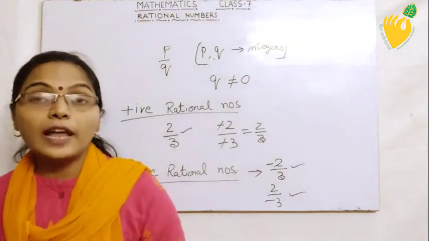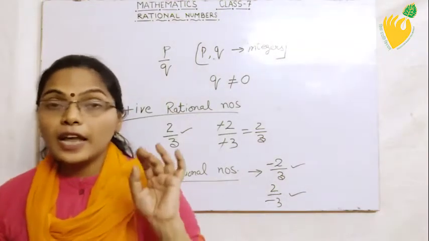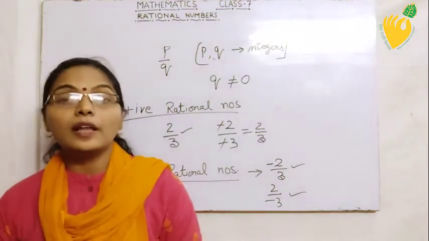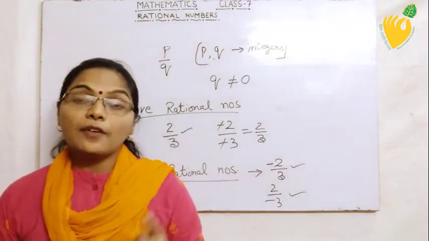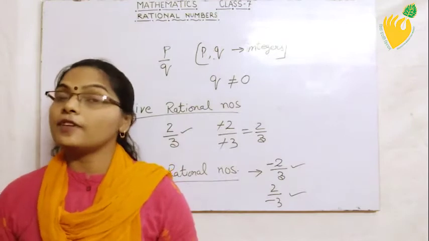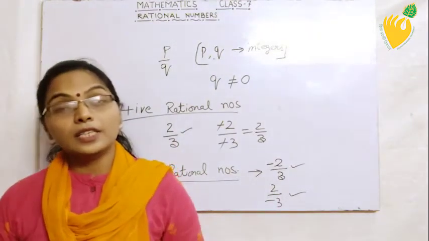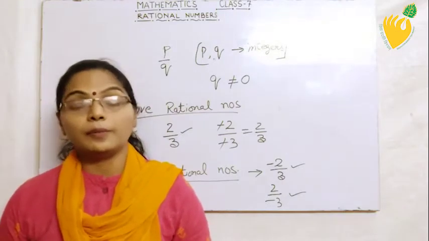So this was all about the rational number. One more thing, students, I would like to tell you that every natural number, every whole number, every integer, every fractional number is a rational number. But it is not necessary that every rational number is a fractional number, whole number, integer or a natural number.